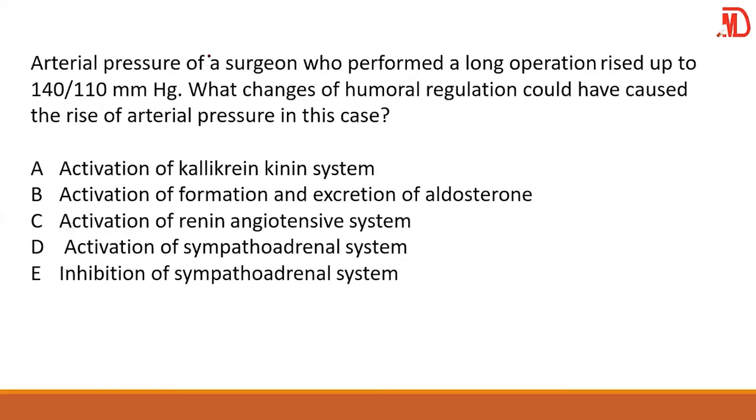Good. Now, the arterial pressure of a surgeon who performed a long operation rose to 140 over 90, because he was standing there for long. His BP has risen. What changes of hormonal regulation could have caused the rise of this? Again, you are thinking of stress, the stress of standing for a very long time. It can lead to high BP. So when there's high BP or an increase in catecholamines, it means there is activation of the sympathoadrenal system.